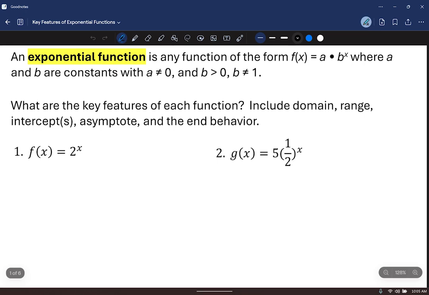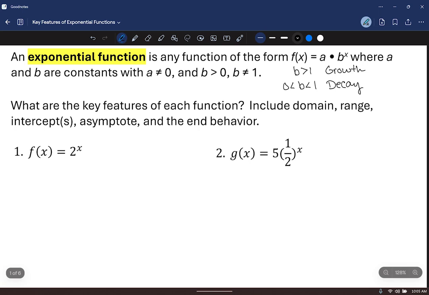All right, in this lesson, we're going to talk about key features of exponential functions. So an exponential function is any function of the form f of x equals a times b to the x, where a and b are constants, with a not equaling 0 and b being greater than 0, and also b can't be 1. So when your b value is greater than 1, that is going to represent a growth. And when your b value is between 0 and 1, that is going to represent a decay.